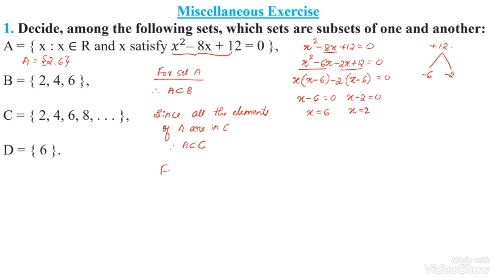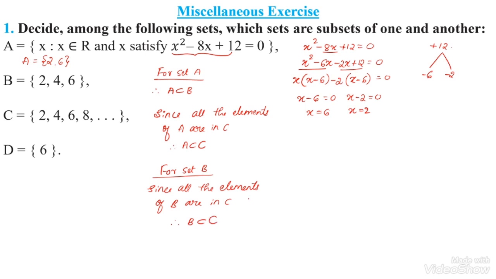Again, I will check for set B. Now, according to the set B containing the elements 2, 4, 6, while checking the A set, 4 is not present in A. That's why B is not a subset of A. While considering B and C, since all the elements of B are in C, therefore B is a subset of set C.